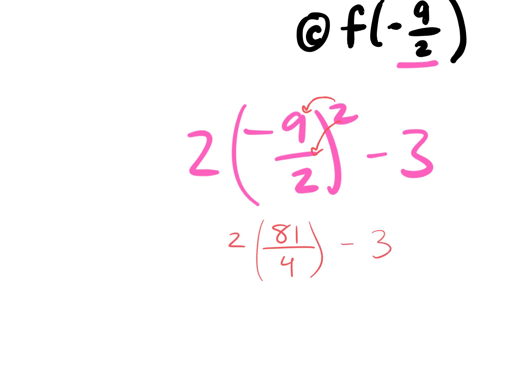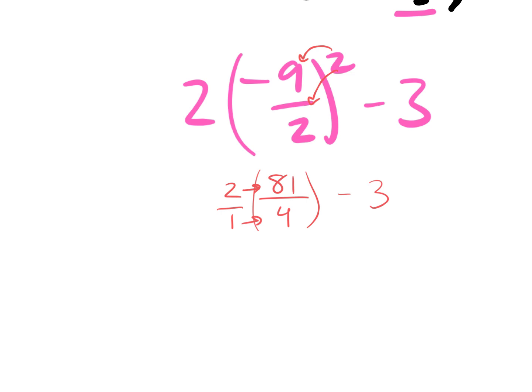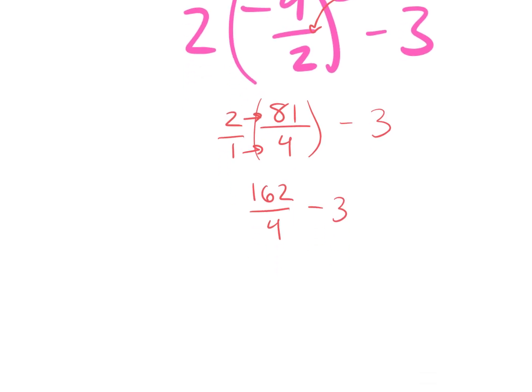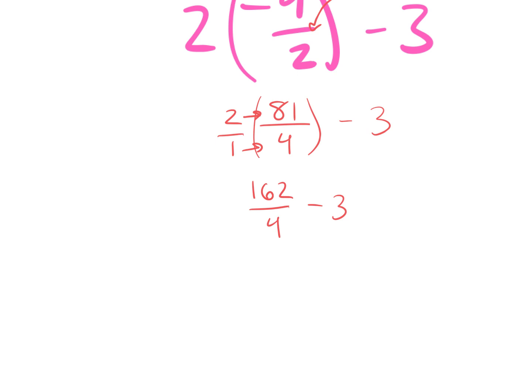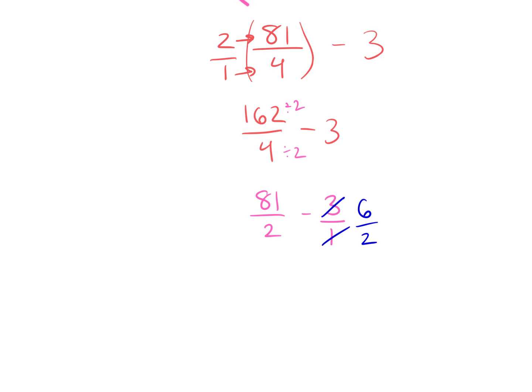How do I multiply a fraction and a whole number? Straight across. You can make it 2/1, multiply it straight across. So this would be 162/4. Can we simplify 162/4? What goes into both 162 and 4? 2. So let's divide them both by 2. So we get 81/2 minus 3. How do I subtract a fraction and a whole number? Need a common denominator. So I'm going to change 3/1 to be 6/2. What's 81 minus 6? 75/2. Awesome. That would be our answer.